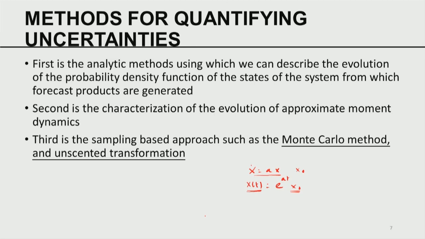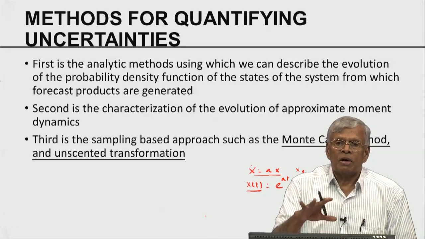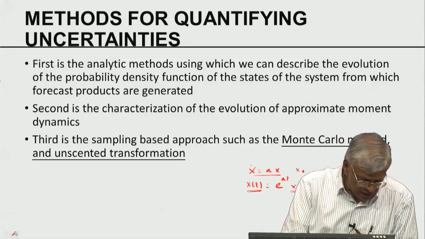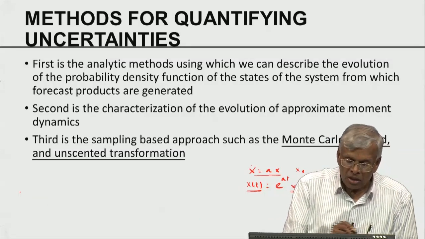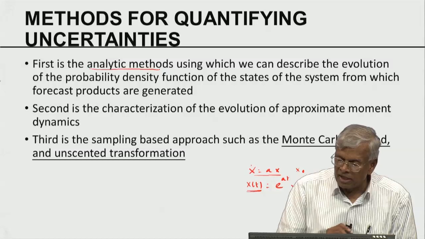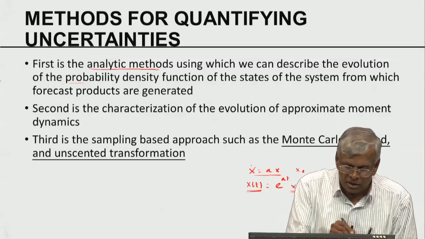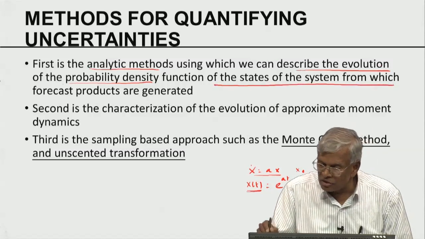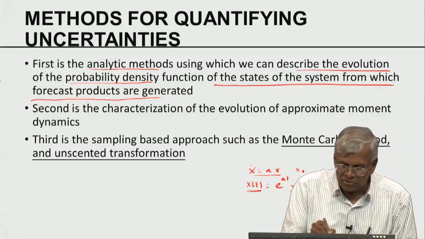So what are the class of techniques that are available for analyzing solutions of a stochastic system and trying to compute or quantify the uncertainty of the solution? That is the goal of predictability within the context of stochastic systems. First is a class of analytical methods. In this class of analytical methods, our aim is to be able to describe the evolution of the probability density function of the states of the system from which forecast products can be generated.